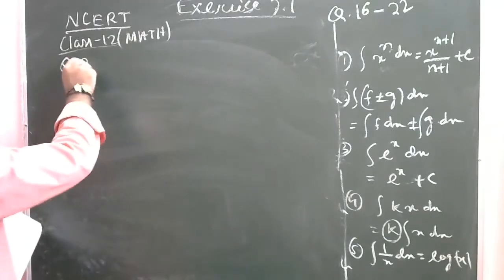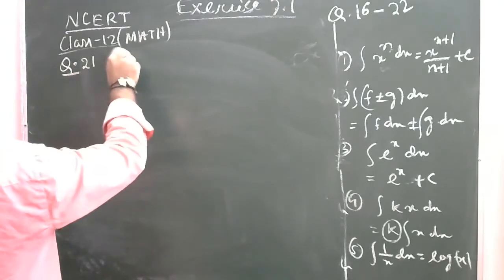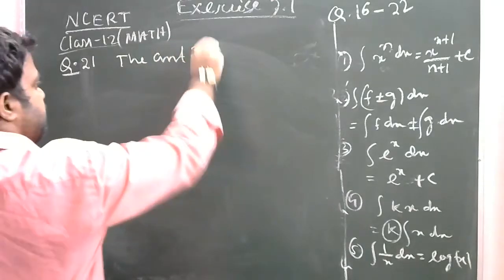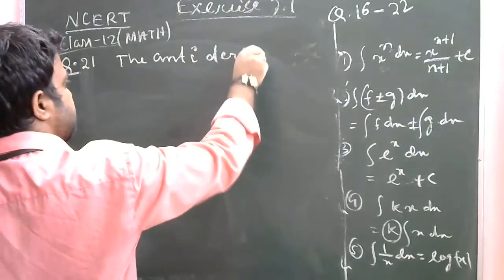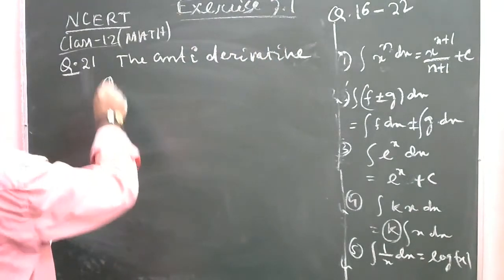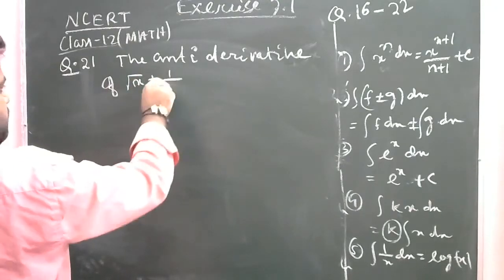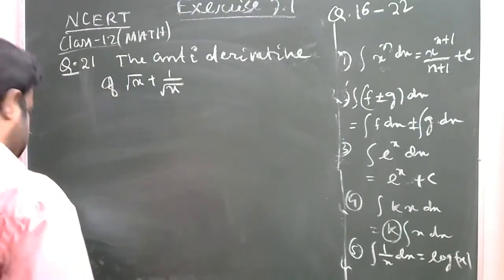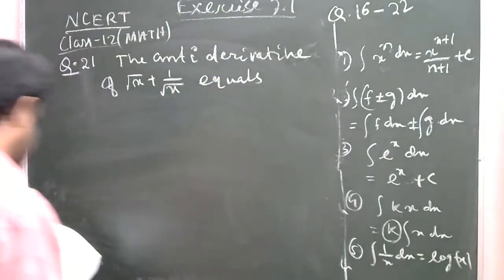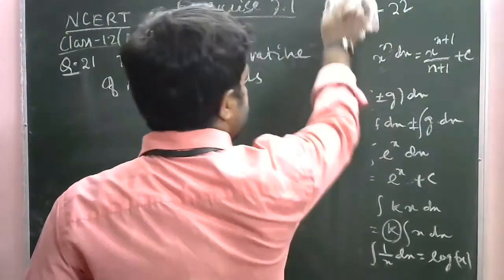Question number 21: the antiderivative of root x plus 1 upon root x equals, and options are there. Okay, so let me erase this part.